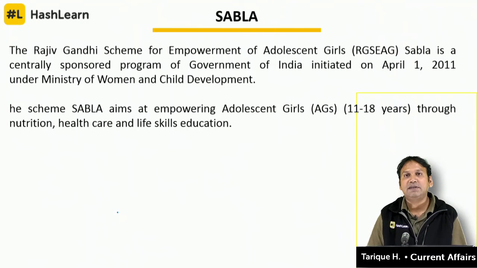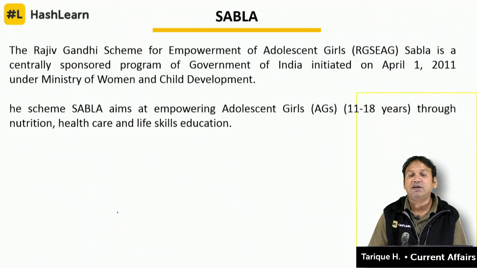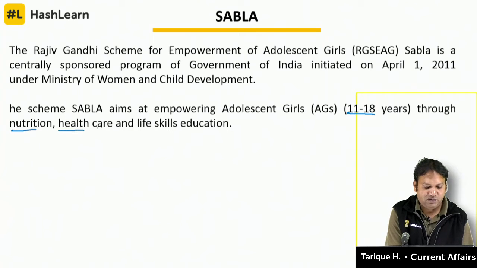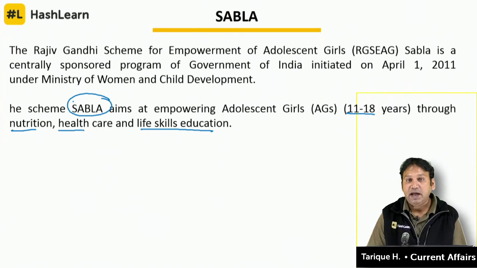Now the Rajiv Gandhi scheme, this is a scheme that was there from the UPA time and has continued till now. The Rajiv Gandhi scheme for empowerment of adolescent girls in the age group of 11 to 18 provides them with healthcare, nutrition and life skills education. This scheme was renamed SABLA and it aims at empowering adolescent girls through nutrition, healthcare and life skills education to make sure that they are healthy, because when they are healthy they will study and participate in India's growth story. Okay, so this is the scheme that is called the SABLA scheme, originally called RGSEAG, Rajiv Gandhi scheme for empowerment of adolescent girls.